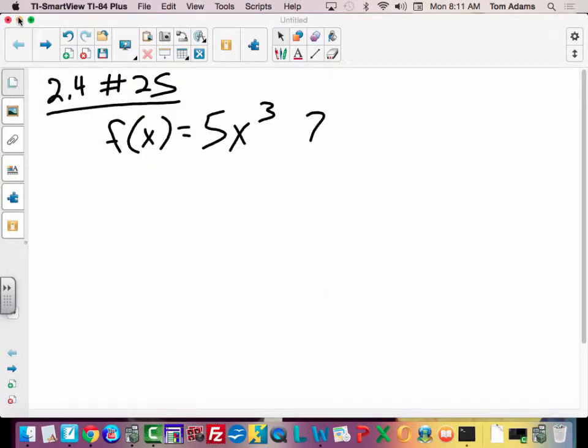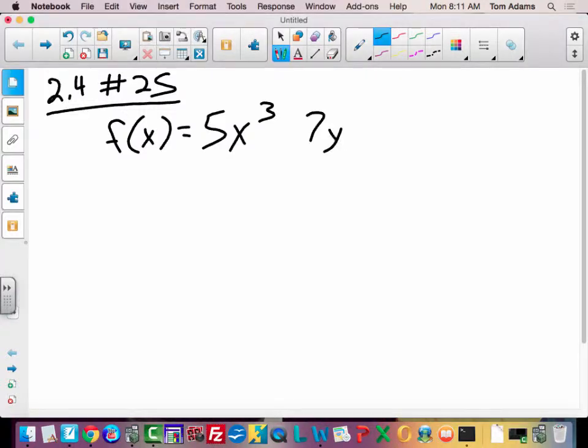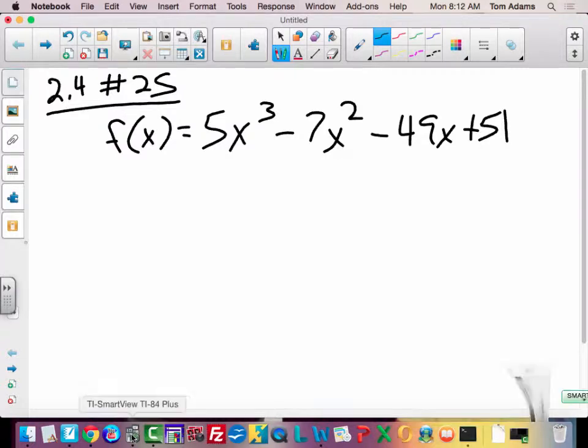All right, so for problem number 25, we're given the function f of x is equal to 5x cubed minus 7x squared minus 49x plus 51. And we're asked to use the graphing calculator to figure out the possible zeros for this function. And then we're asked to use synthetic division to verify that.